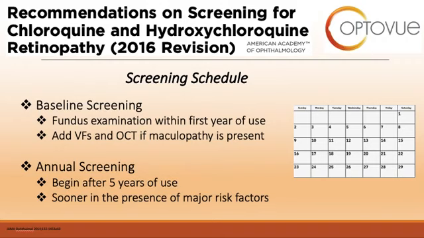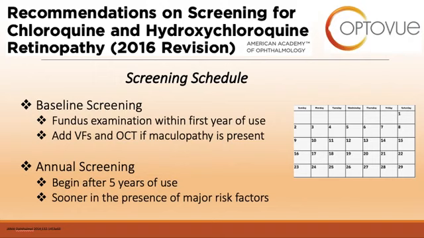We want to see, do they have any other concomitant diseases? Do they have AMD? Do they have drusen? We need to establish a baseline. The AAO also recommends the use of visual fields and OCTs. They specifically state if maculopathy is present. However, in my practice, I try to obtain a baseline 10-2 and a baseline OCT on all patients on Plaquenil. We're going to talk a little more about the visual field further on in the presentation.